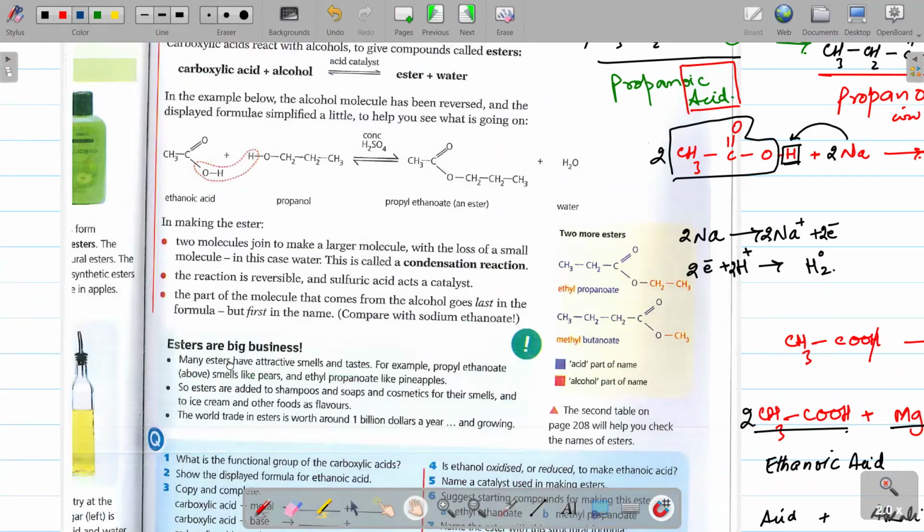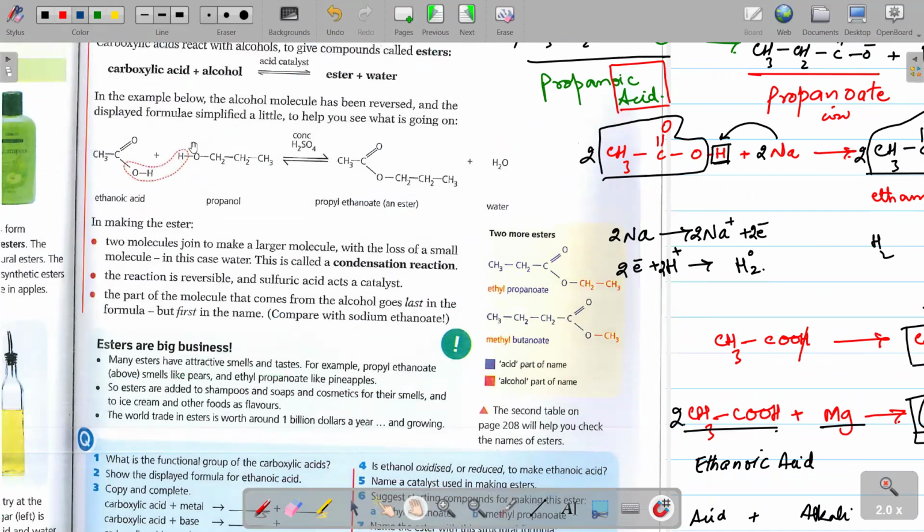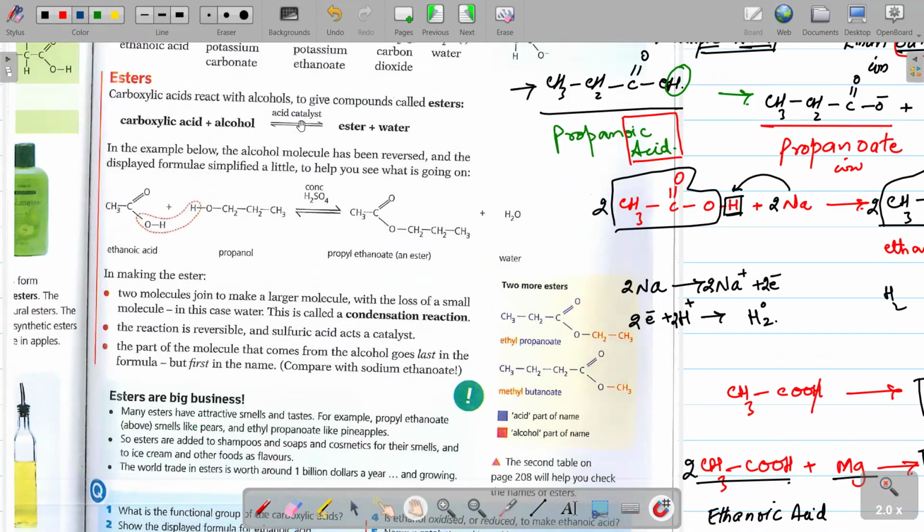So you can see here, carboxylic acids react with alcohols in presence of acid catalyst. So they form ester and water. So how? Look at this, ethanoic acid reacting with the propanol. So you can see the molecules, they are linking with each other with the loss of water molecule. So this is called condensation reaction. And this reaction is reversible. And the catalyst which we are using here, that is sulfuric acid.